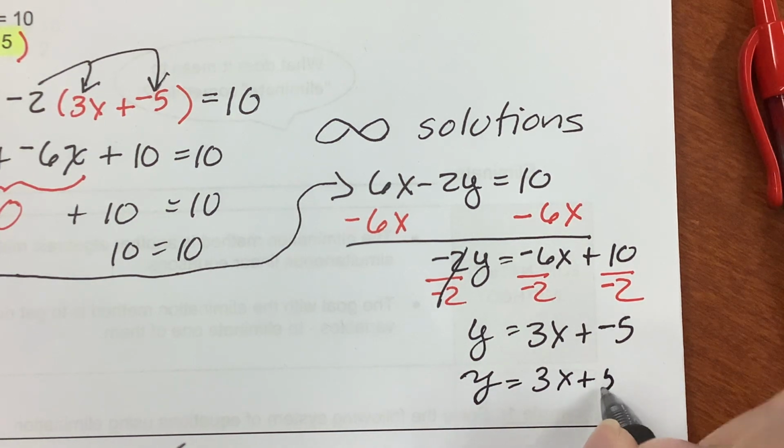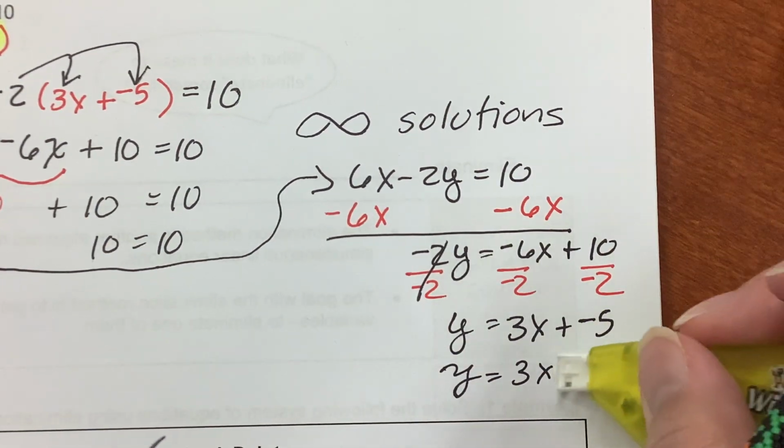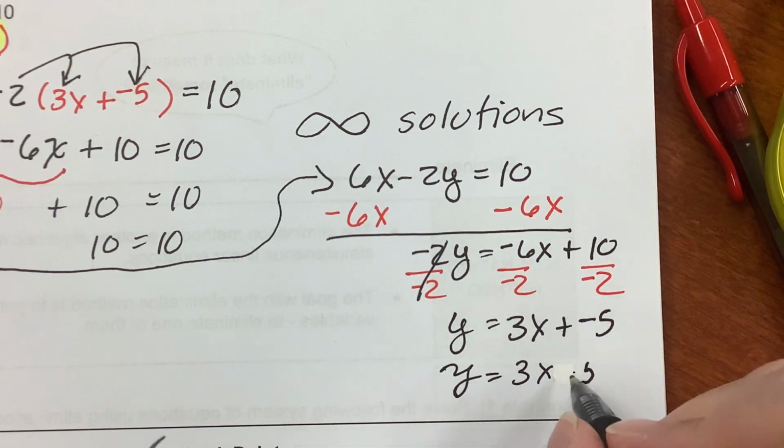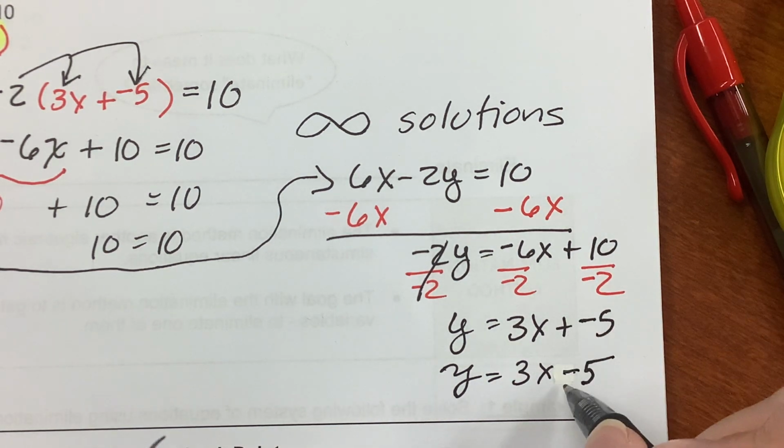Y equals 3x plus 5. But I am writing it again. I don't know, today is not my day. 3x minus 5. Make that 5 look like a 5. Because plus a negative is the same as minus.